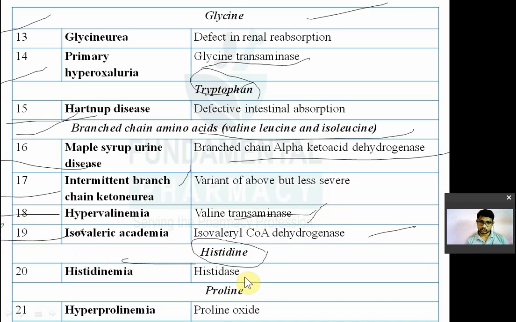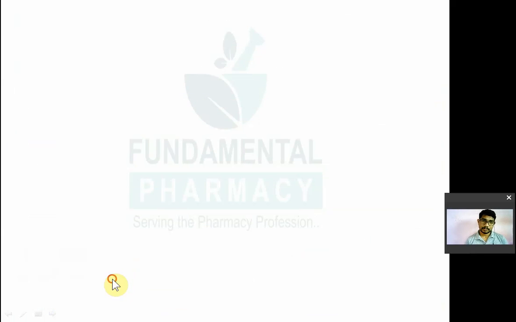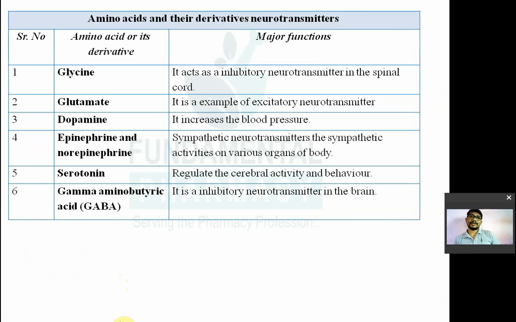Now the next one: there are some amino acids which are the bioprecursors for different amines in the body. Whatever biogenic amines are there in the body have various kinds of functions. These amines are derived from amino acids. We'll see that. The first one is glycine. What are the amino acids and their neurotransmitter derivatives?